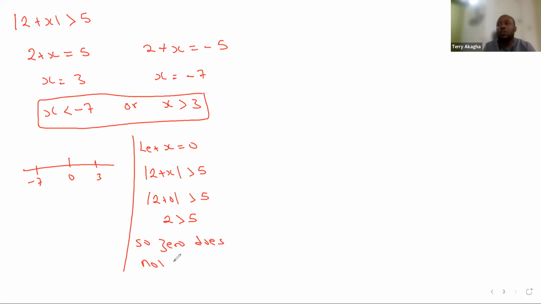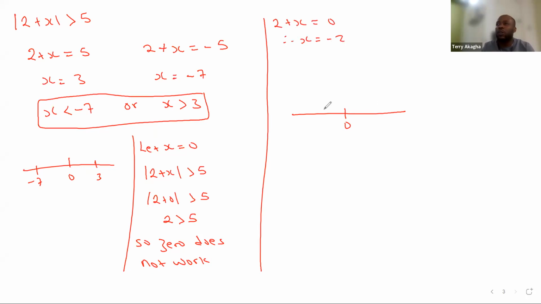Can you see? 0 does not work. If you want to draw the graph for this as well, it also follows the same principle. If you draw it, you will see that 0 will not be part of the solution. So if this is 0, first thing first, we need to get where the vertex of the modulus is going to be. We make 2 plus x equal to 0. Therefore, x is going to be minus 2. So the vertex is going to be here at minus 2.